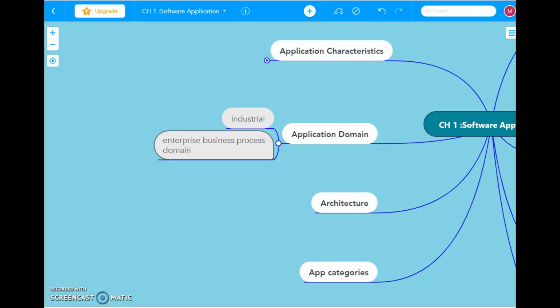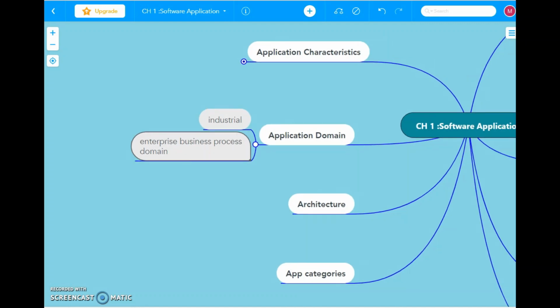Customer relationship management application, where you can register your complaints. Okay, there can be some ticket raised. So these applications can be used across industries, so it is called an enterprise business process domain application.